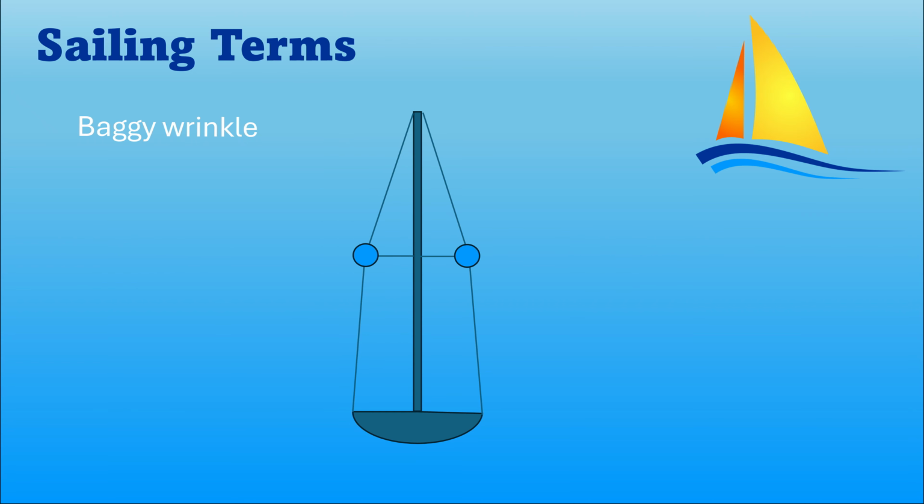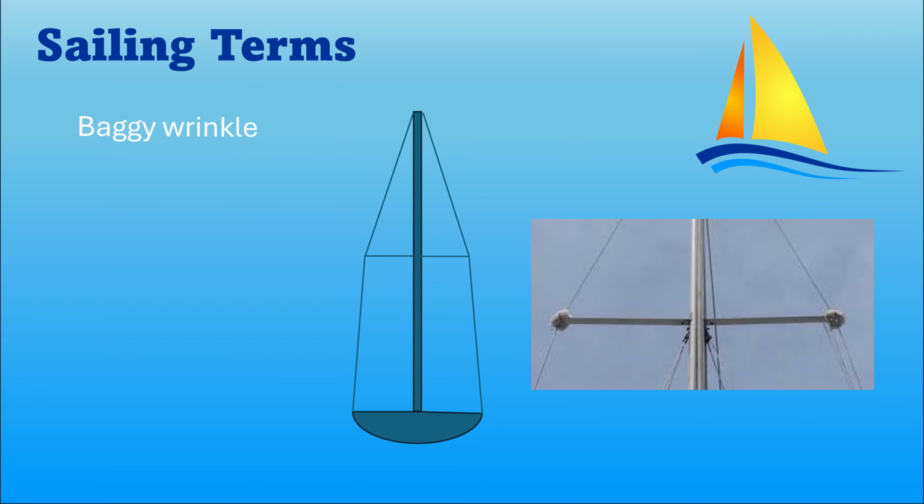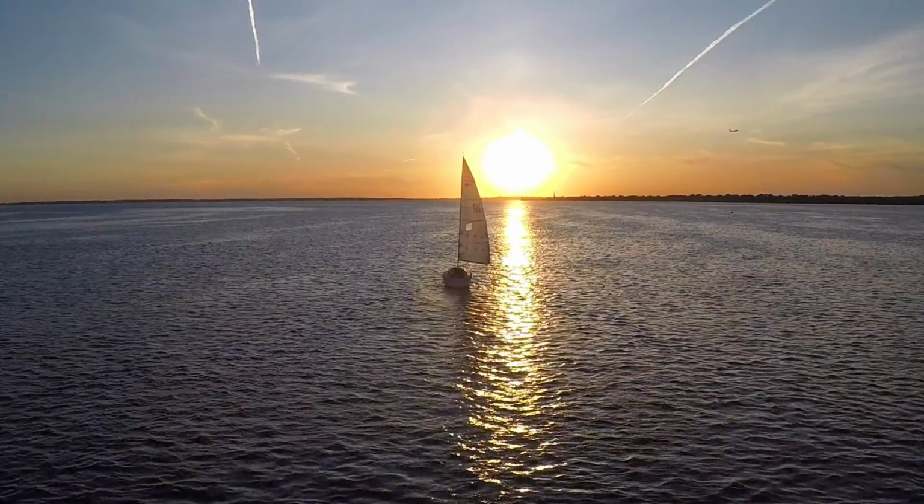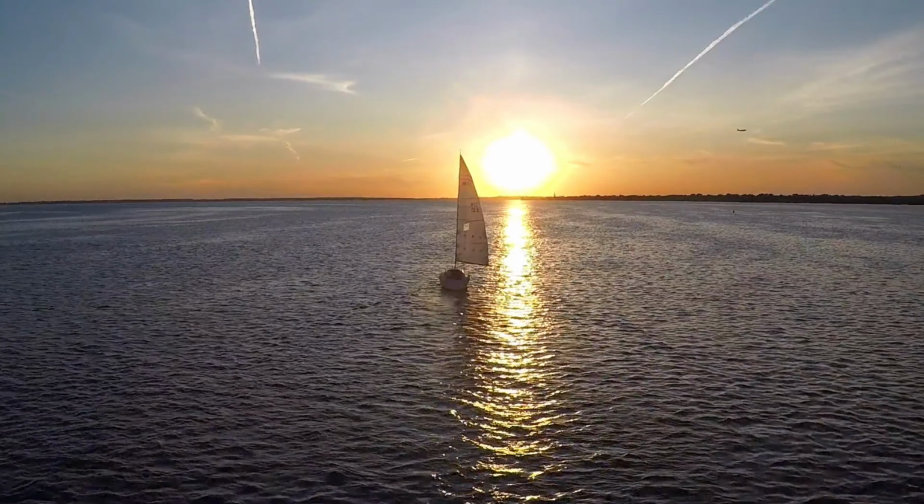That's right, it's a baggy wrinkle. A protective covering on either side of your spreader to protect your sails. So, there you have it, a crash course in basic sailing terms. I hope you found this helpful, and that you now feel a bit more confident in your knowledge.